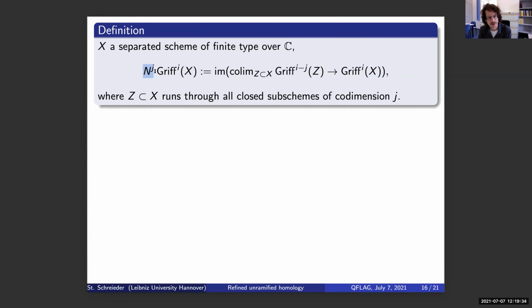And then N^j of the Griffiths group, I want to define as the image of the direct limit of all Griffiths groups of codimension i minus j cycles on subvarieties Z of X, where Z itself has codimension j. So I'm looking at codimension i minus j cycles on a subvariety, which itself has codimension j. So the cycle viewed on the big ambient space has codimension i.